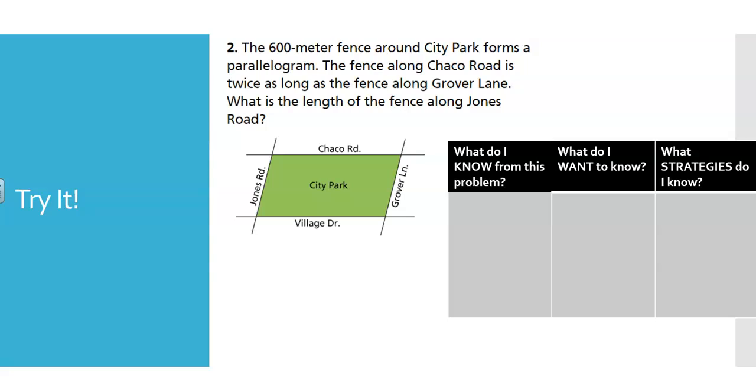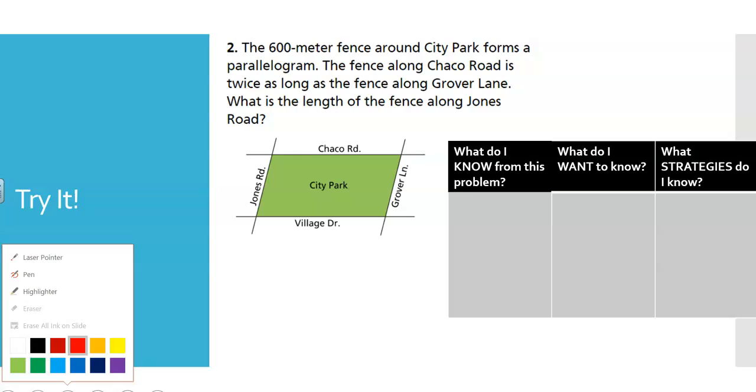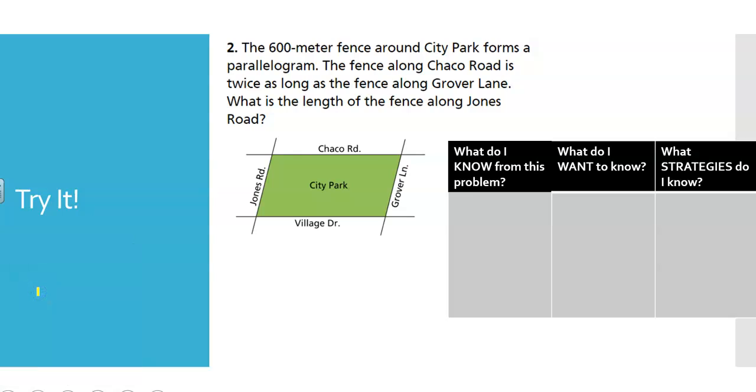Here's a problem you can try. And I'm going to give you a little help. Whenever we have word problems, sometimes I like to do a little highlighting. So we have a 600-meter fence around a city park that forms a parallelogram. So the 600-meter fence, that sounds important. And it's a parallelogram. And the fence along Chaco Road is twice as long as the fence along Grover Road. And then what is the length of the fence on Jones Road?